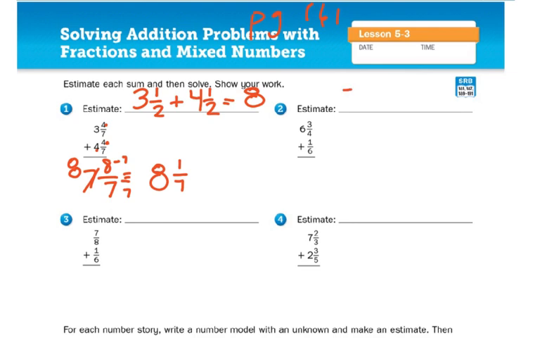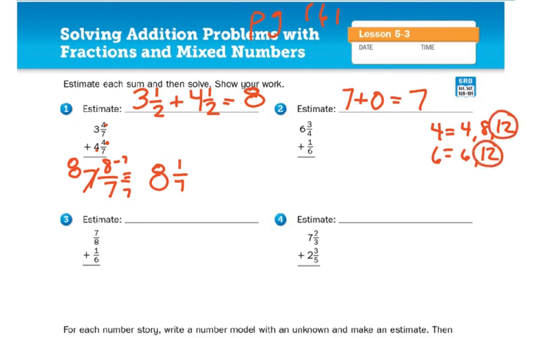Number 2, the estimate. Well, 6 and 3/4, that's pretty close to 7. 1/6, actually pretty close to 0. So I would say that our answer should be close to 7. Now, we need to find a denominator. I can multiply 6 times 4 to get 24, or I could write out the multiples, find the first one that they have in common. First one that they have in common is 12, so I'm going to change them each to 12ths.